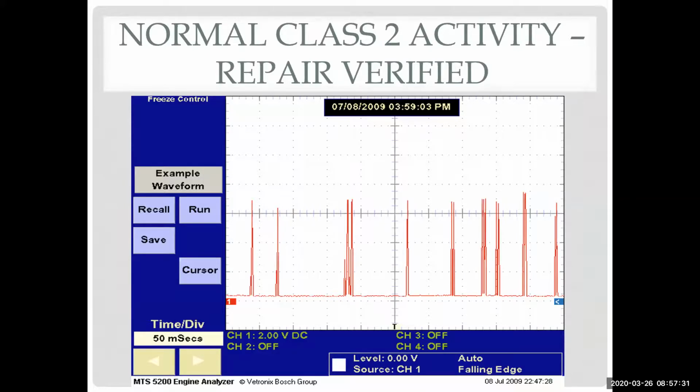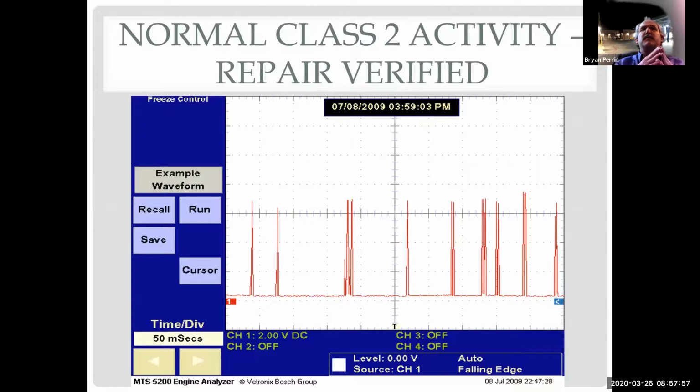So is that bad or? This is good. This is known good. So this is what it should have looked like the first time we hooked it up, and we just had that flat line going across on the scope. So that's why we couldn't talk. Once it does this, we can talk to it with a scan tool. The car starts, everything works.